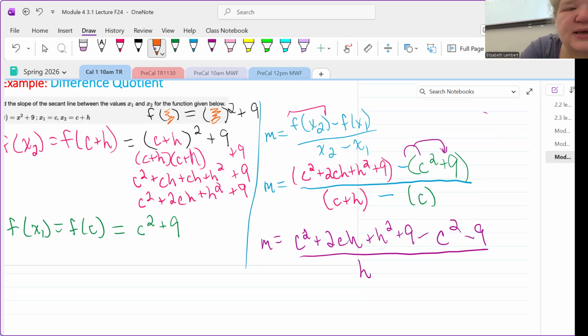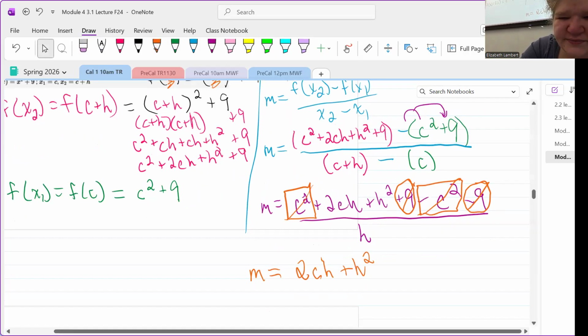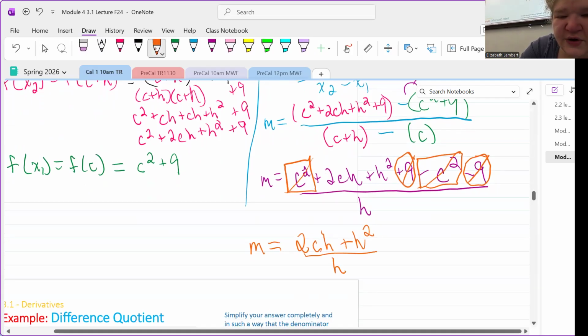Now we're going to go look for terms that cancel. So we go all the way to the end. Everything from the f of x1 is going to cancel with something. That is how the difference quotient works out structurally. So this minus 9 we got here, yep, look at that, there's a plus 9. They cancel out. The minus c squared, there's a positive c squared, and they cancel out. So our leftover results, we have 2ch plus h squared, all over h.